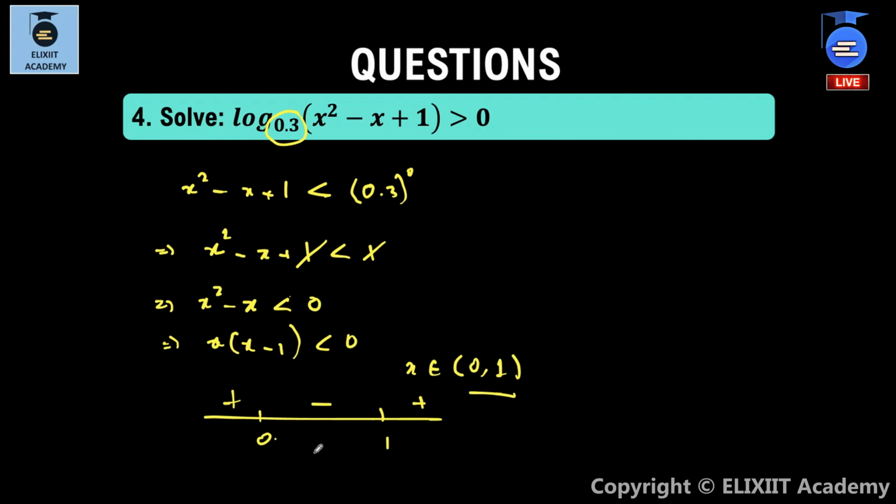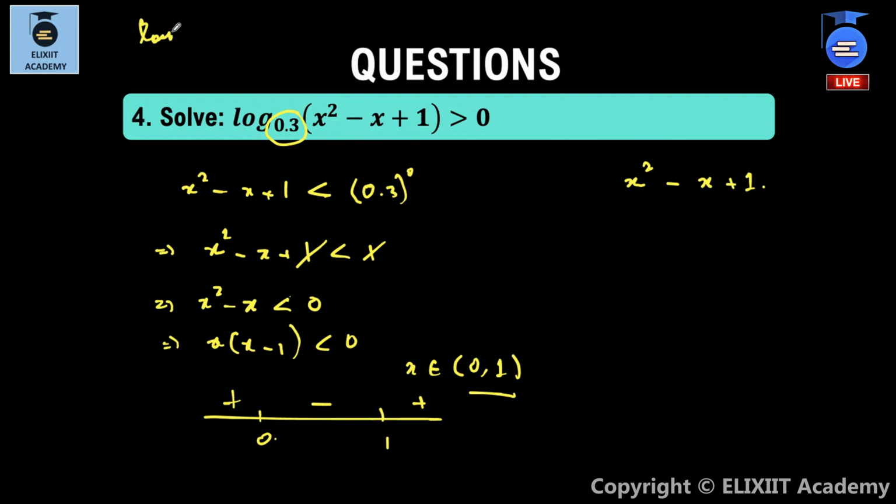So is this the correct solution? To verify this, what we do? We find out the domain of the function, and whatever it is after taking the intersection with the domain, that is the solution. Whether this satisfies the domain or not. According to the domain, we are going to proceed. x square minus x plus 1. What we have? Log of f(x).